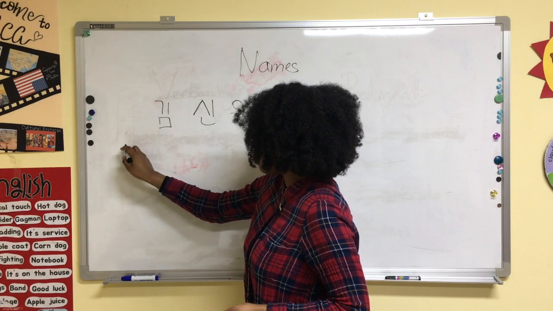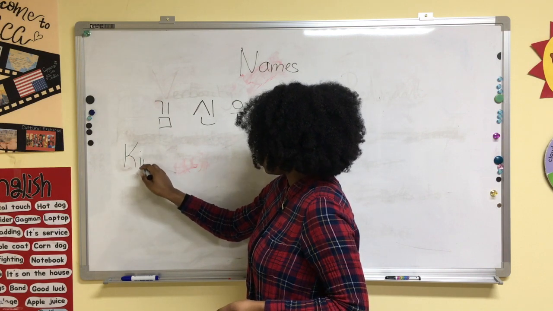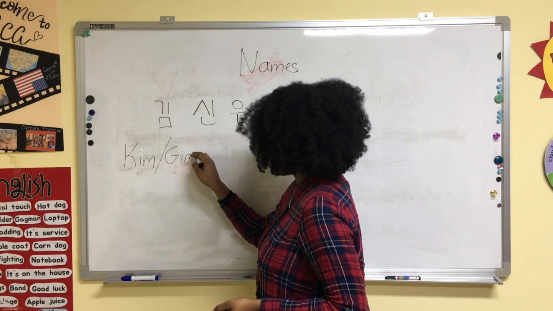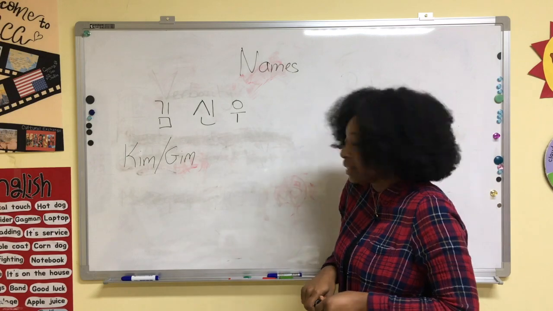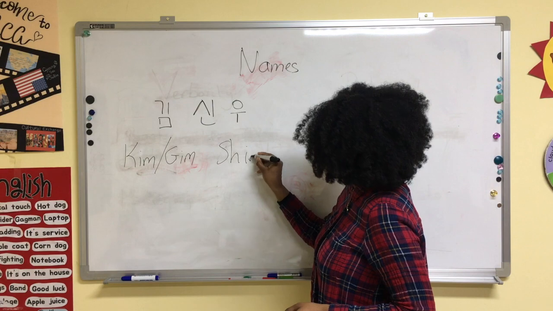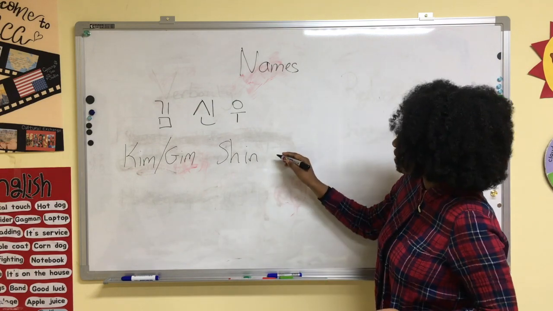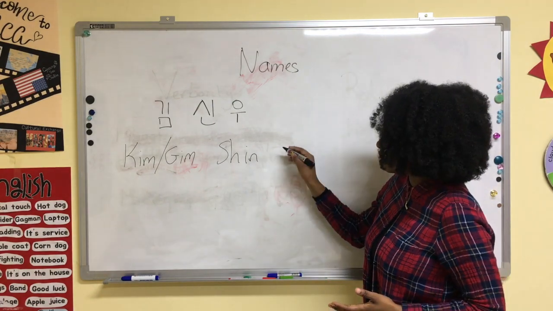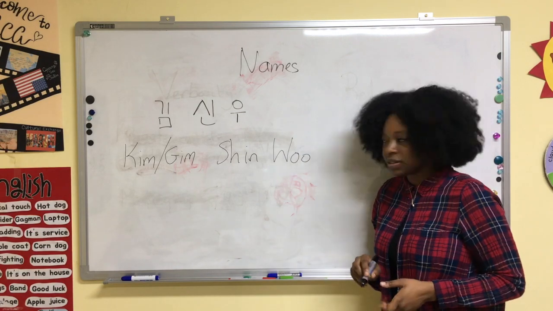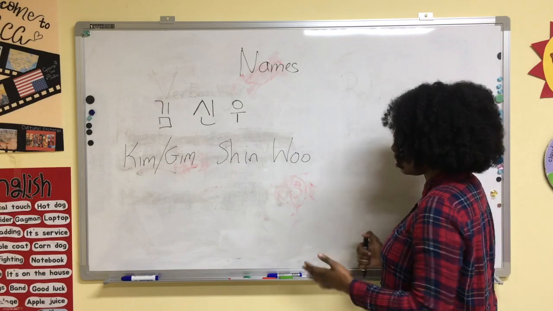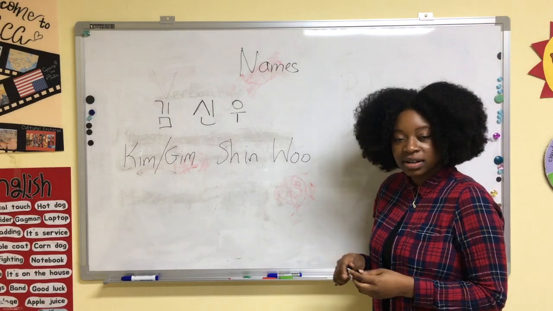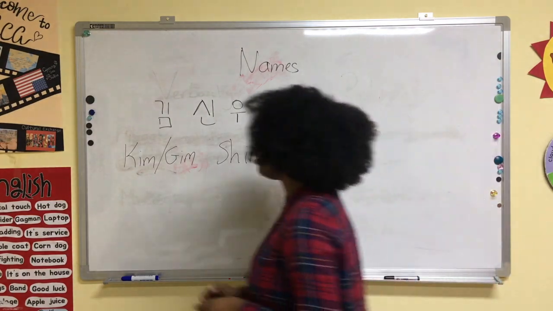So here we can have Kim, or you can have, for me, if I see this, I would read it as Gim, but it's up to you. And then Shin, and then we have the other word. Let's say this is how students write them. So Kim Shin Woo, right? Now, there are tons of different ways that people can write them, and I'll show you the different ways.